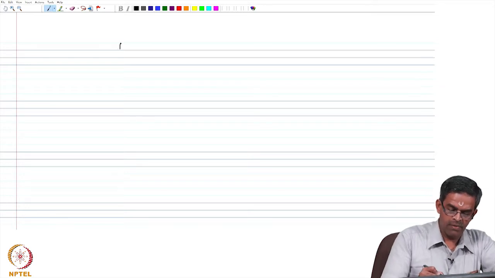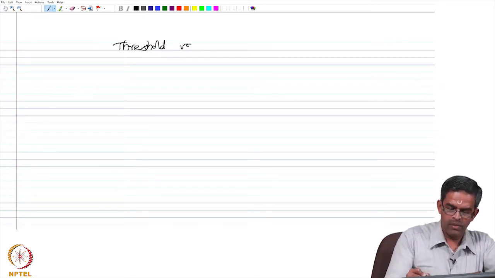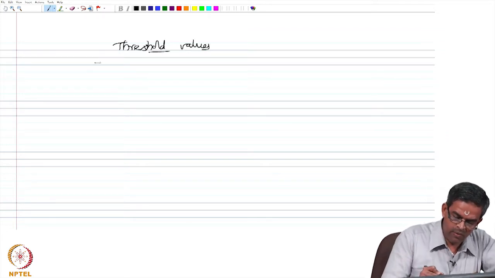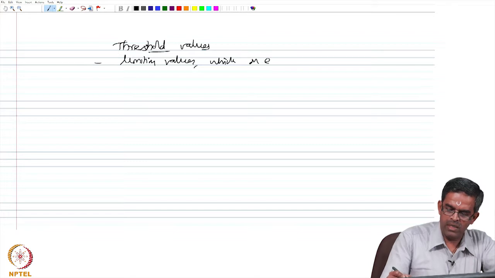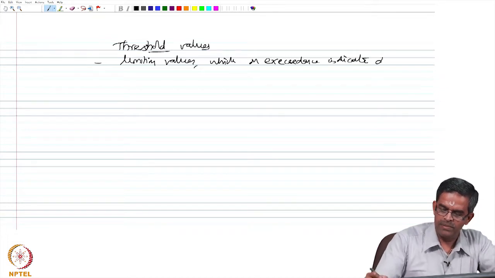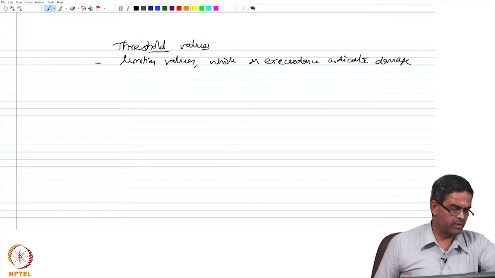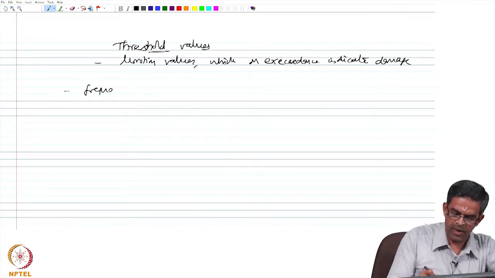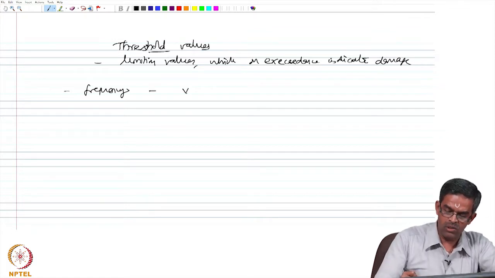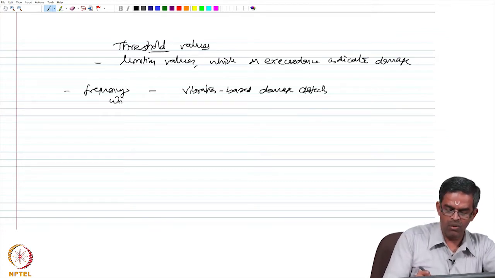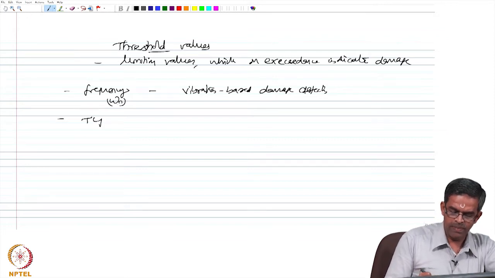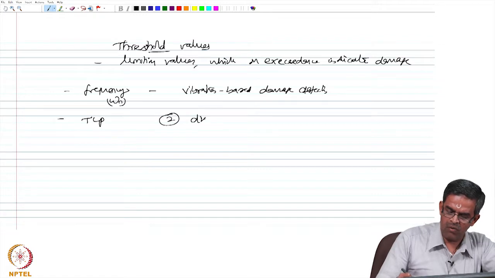data transmission. We talked about threshold values, because the values need to be compared with these. The threshold values are nothing but the limiting values which on exceedance indicate damage. Okay. So, how do you get this? For example, let us talk about frequencies of the platform. We also studied in the previous modules vibration based damage detection. There the fundamental frequency plays a very important role. So, when we talk about frequency of TLPs, TLPs have two distinct sets of degrees of freedom.